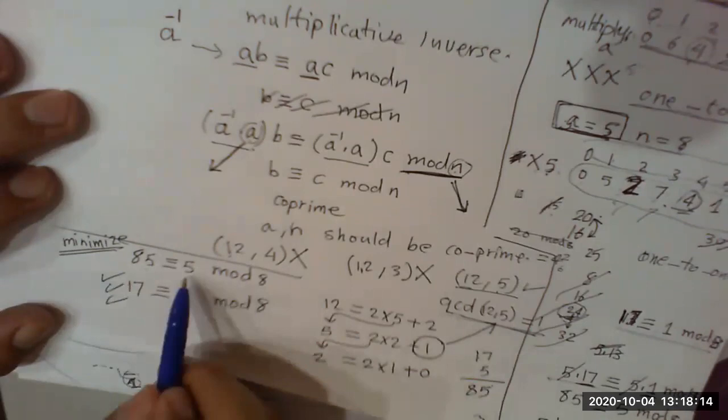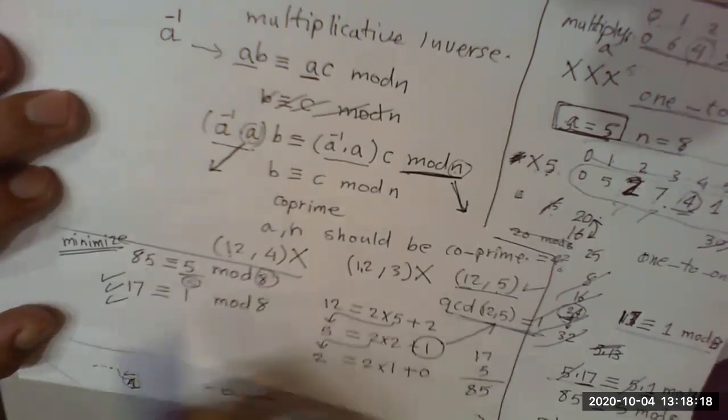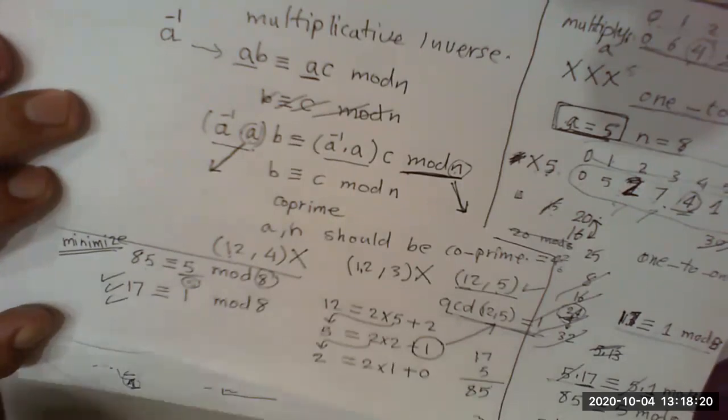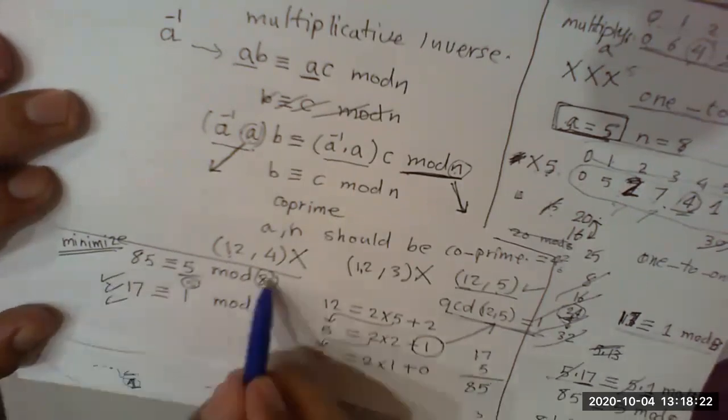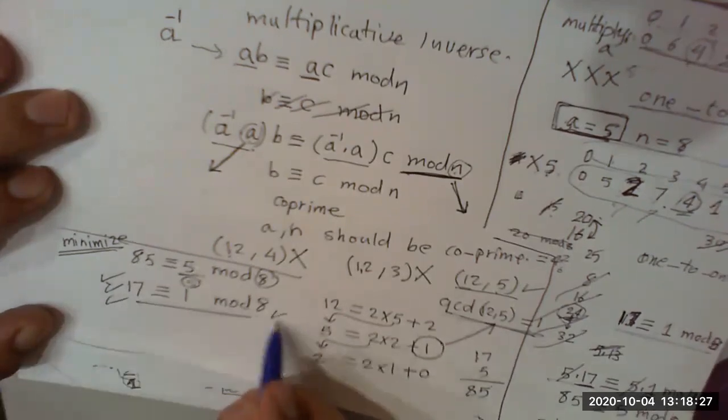Just because I know that I want to divide by 5, and I know that 5 and 8 are co-prime. This way is correct. But if they are not co-prime, I will not be able to have this correct relationship.